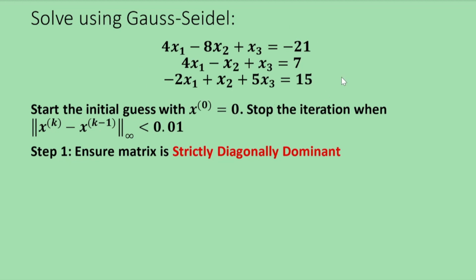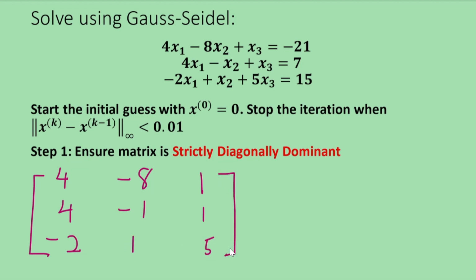So we can transform the set of linear equations into matrix A. And this is the way we normally do it. So we have 4, minus 8, 1, 4, minus 1, 1, minus 2, 1, and 5. What it means to be strictly diagonally dominant is that the main diagonal, or the values here, as we've learned before, okay, so the values 4, minus 1, and 5 here, okay, the magnitude of the values.